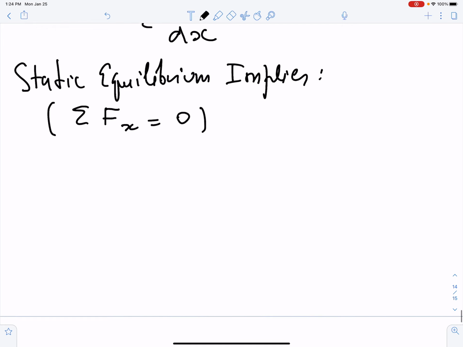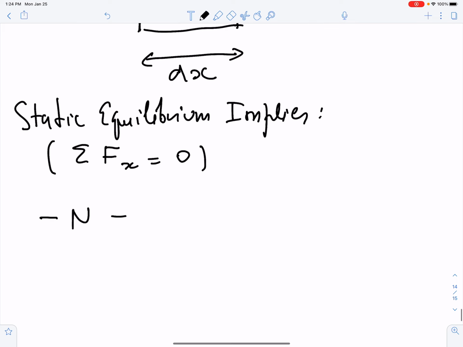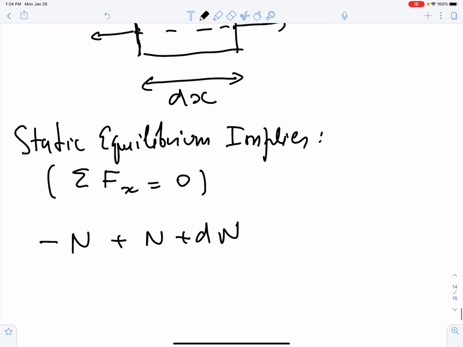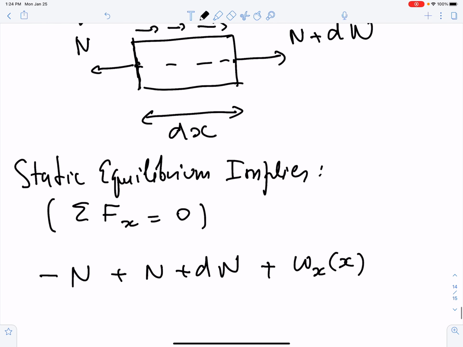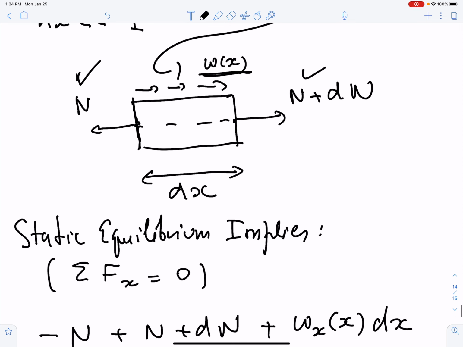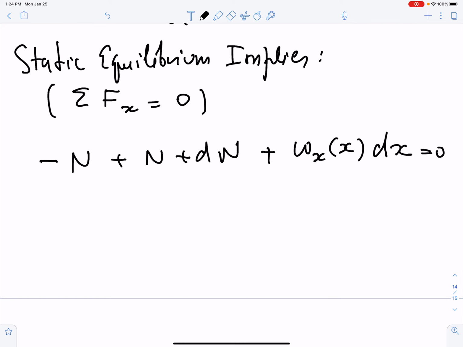So mathematically, we express it as follows. Minus N, since N is pointing in the negative direction, so it has to come in with a minus. Plus N plus dN, the force coming from here. And finally, plus W of x multiplied by dx. This is sort of the first order approximation of the total force acting on the specimen. And then I'll set the end result to zero. So I can rearrange terms.